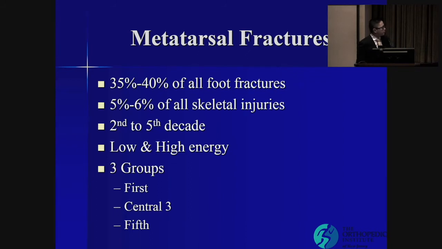So if you think about the actual numbers of what's common, you're talking about metatarsal fractures. That pretty much composes 35 to 40% of all foot fractures, and about 5 to 6% of all skeletal injuries, ranging between the 2nd to 5th decade. And they're really grouped based on where they are in the foot. The border rays, which are the 1st and the 5th metatarsals, are grouped separately from the central 3rd.